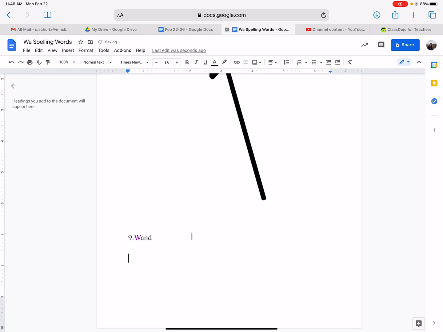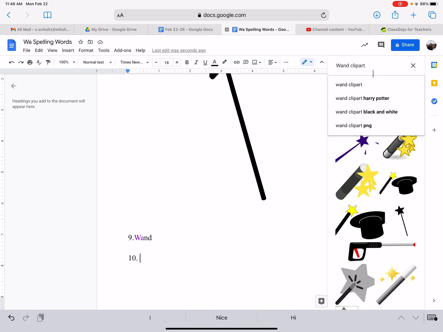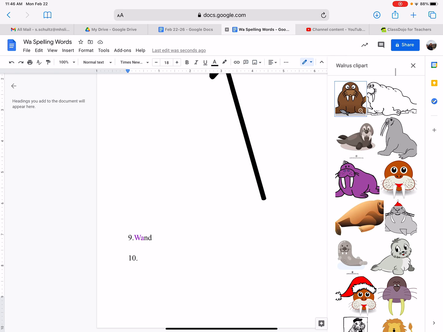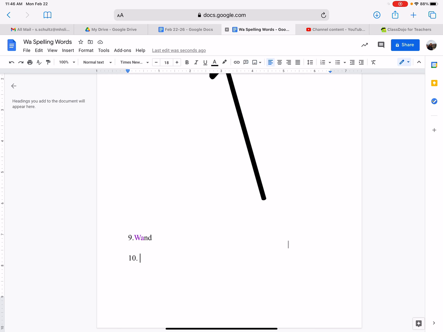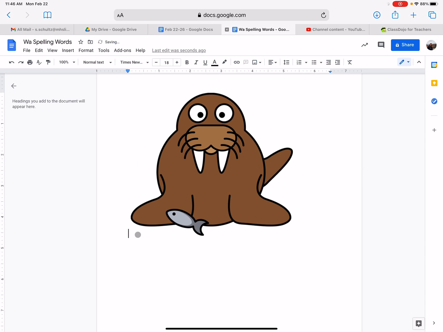And the last spelling word is walrus. Walrus. Walrus have huge tusks. I'm going to see if I can find us a walrus. What's this one? Walrus. Walruses like to eat fish. Walrus. In the beginning of walrus is the W-A.